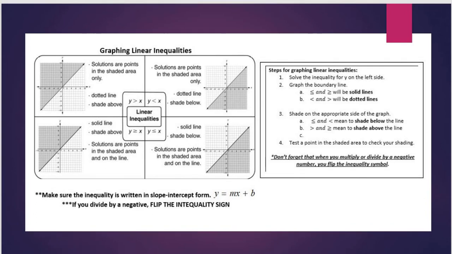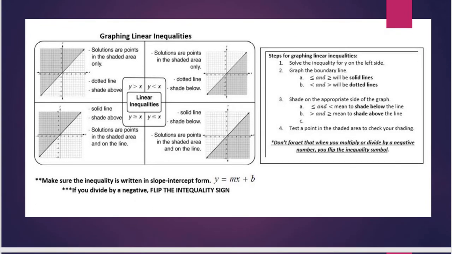When we look at this next part, we're going to be looking at graphing linear inequalities. The thing you have to remember is this: you see that this side is shaded. Solutions are points in the shaded area only. The answers will be found in this area right here. If it is a dotted line, which this is, then it's shaded above that. That means the answer cannot be found on this dotted line, but the solution will be found right here.